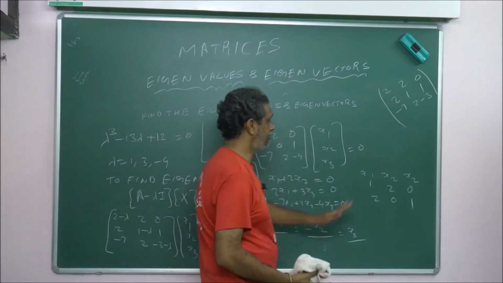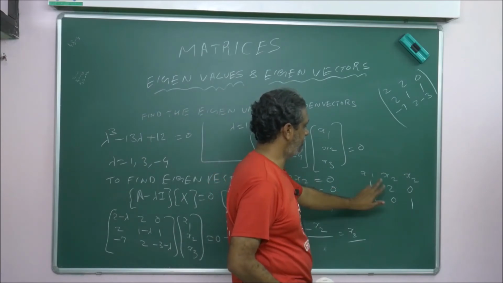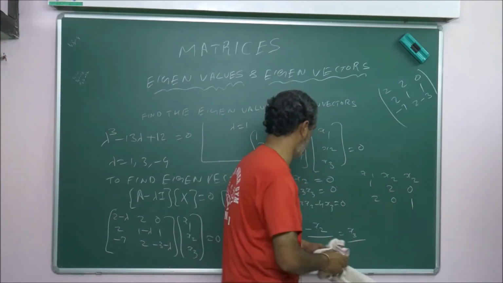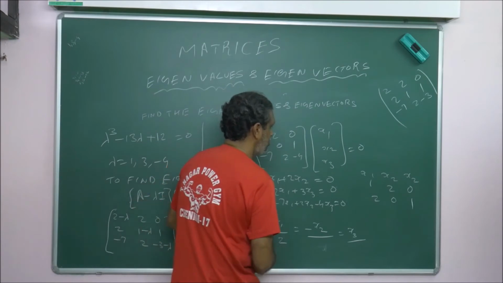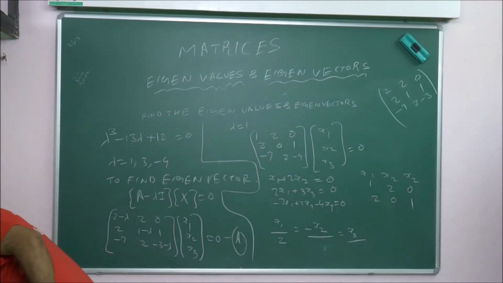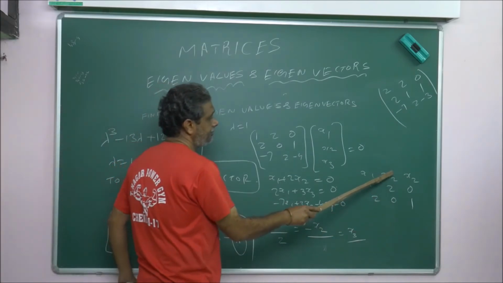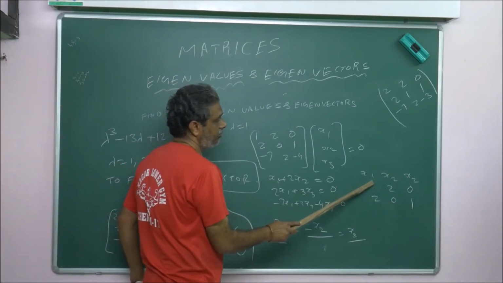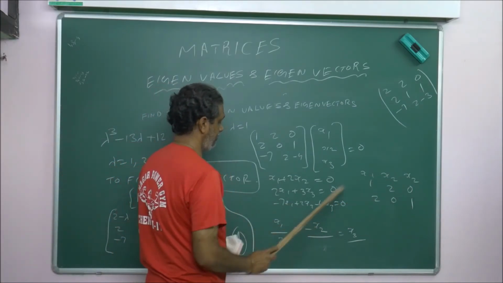Then x1 means what? Leave this fellow. If you leave this, AD minus BC, 2 you will get. x2 means leave this, fully leave this term. So what will you get? AD minus BC, 1 you will get.